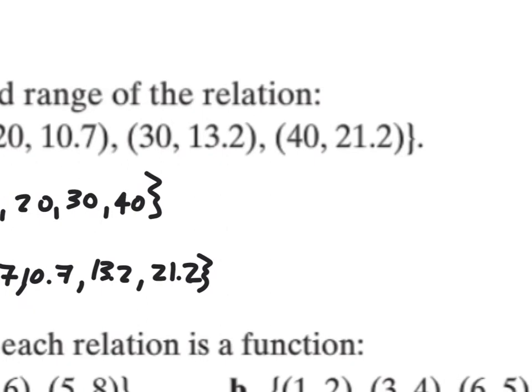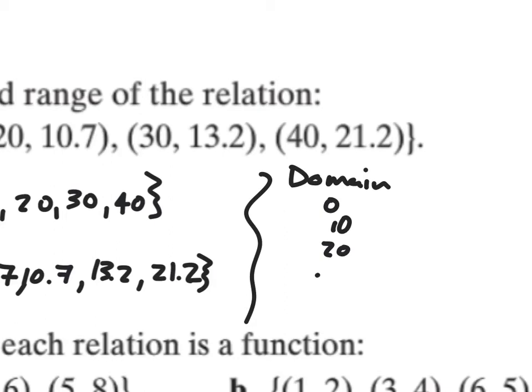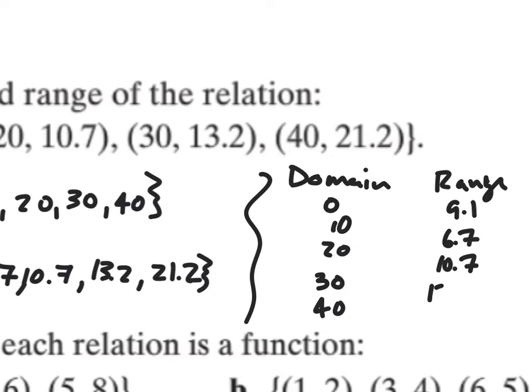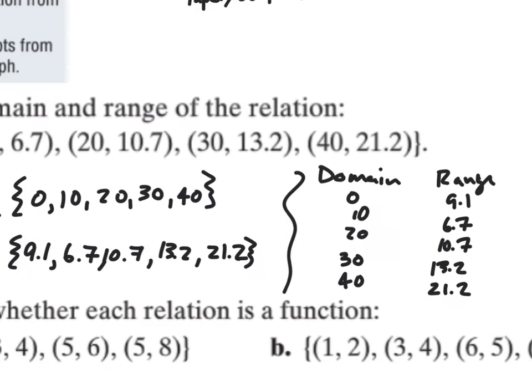Now, if I wanted to do it another way, which I often do, I just list out my numbers. My domain would be 0, 10, 20, 30, 40. My range would be 9.1, 6.7, 10.7, 13.2, and 21.2. All right, so it just depends on how you want to write it.